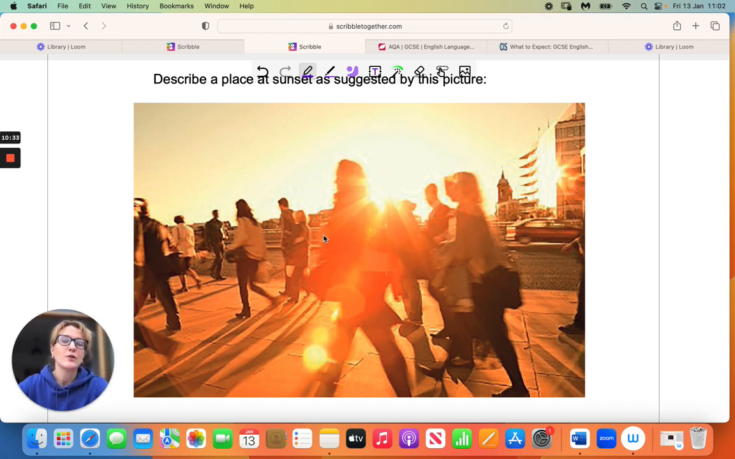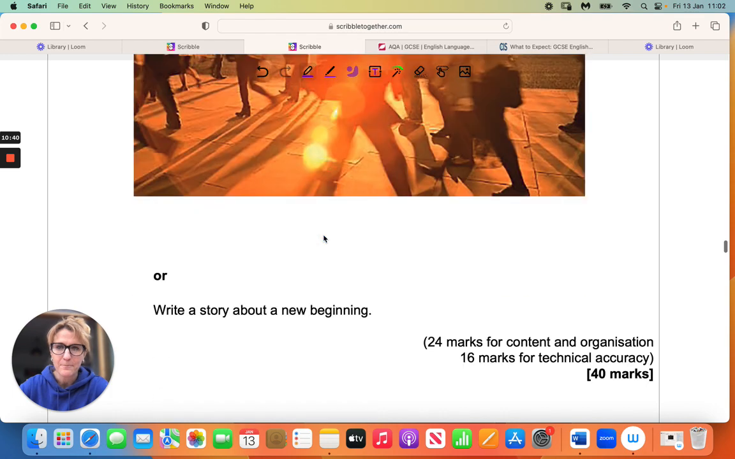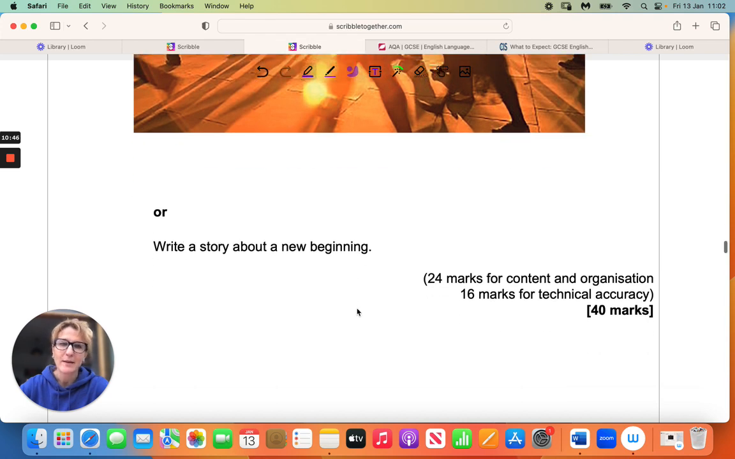Okay, so you spend about 5 minutes planning this, and again, there are other lessons in this course that help you prepare for that, and then you begin. You could write a story about a new beginning, but that's what you're aiming to do. You need to focus on really good vocabulary words. You need to make sure you use paragraphs, and you need to have some sort of narrative structure.